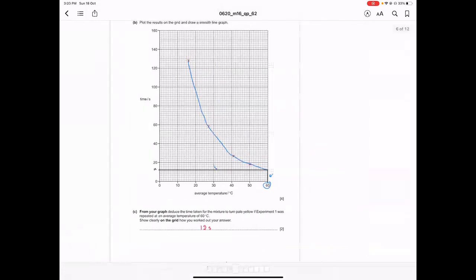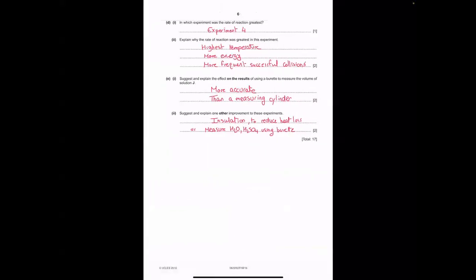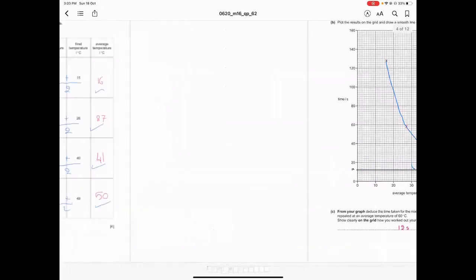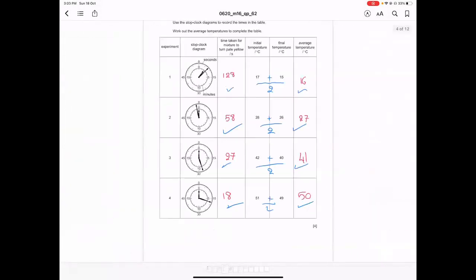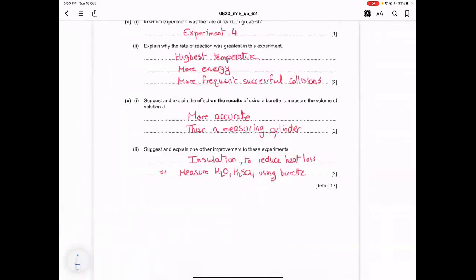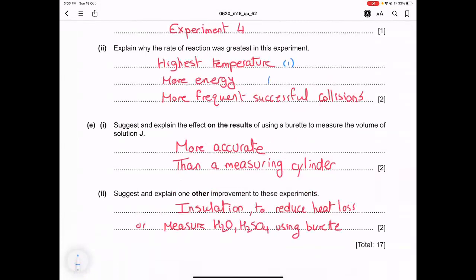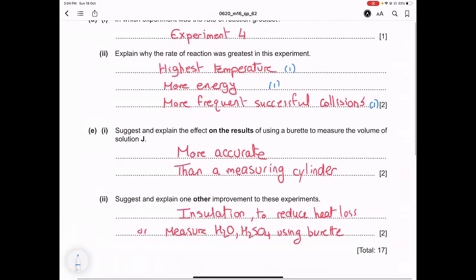Question D I. In which experiment was the rate of the reaction the greatest? Of course, it's experiment 4, since it took the least time, 18 seconds. And then he's asking why, because it had the highest temperature, so particles had more energy, and they made more frequent successful collisions. In this March scheme, it was accepted that you just said more energy and so more collisions, but of course, the best answer is more frequent successful collisions. Any two of these get you the 3 marks.